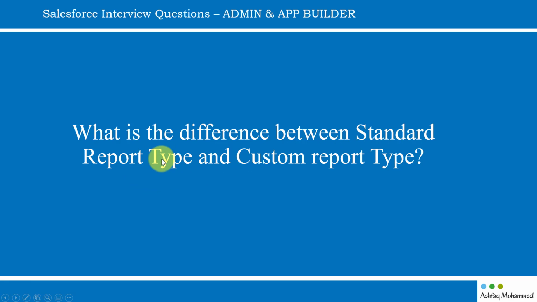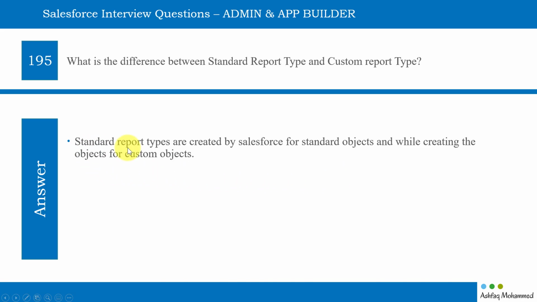What is the difference between the standard report types and custom report types? As I've already explained just before, standard report types are created by Salesforce for standard objects, while custom report types are for custom objects. Basically, I'm not sure if you have already realized, while you create an object, you will get an option at the left hand side, something related to reports, like generate reports. If you check the checkbox, automatically Salesforce will create a report type for that particular object. Okay. Otherwise, you have to go and manually create the report types. This is a really important topic. Just practice this. Okay.